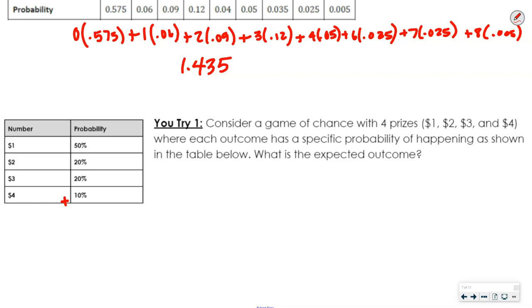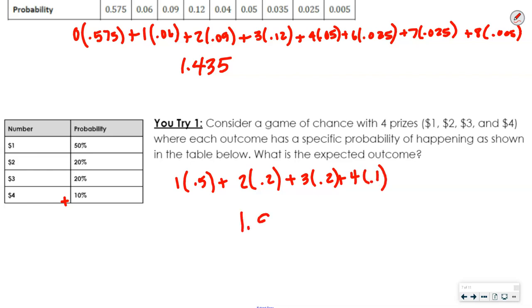Okay, so what we're going to do is we're going to do our 1 times our 0.5 plus our 2 times our 0.2. Remember, we're changing these to decimals, percents to decimals. And you could divide it by 100 to get that if you're not sure how to do that. 3 times 0.2 again, and 4 times our 0.1. So when I add all those up, I get 1.9.